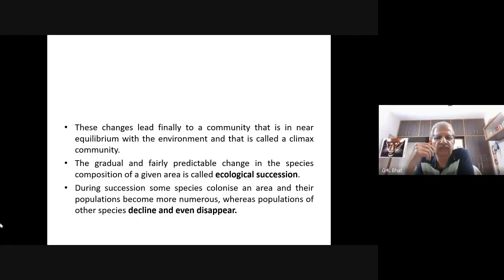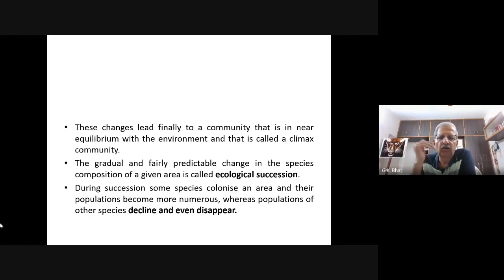with regard to ecological succession is a gradual, predictable change in the species composition in a given area. Not only that, a gradual, fairly predictable change in the habitat as well as the species in a given area is called ecological succession. Without a change in the habitat, you cannot expect much change in the species.